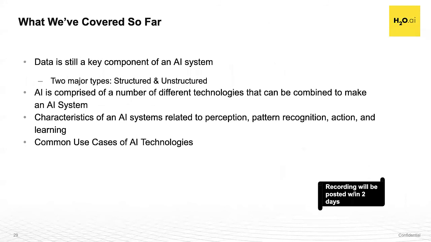There are a number of different technologies that can be combined to make an AI system. When we talk about AI systems, we're talking about those things that help to perform human intelligence related tasks. So, things like perception, pattern recognition, taking action, and then learning. And then we also discuss some common use cases of AI technologies. So I'll pause there for questions before I talk about the next sessions and just some next steps.